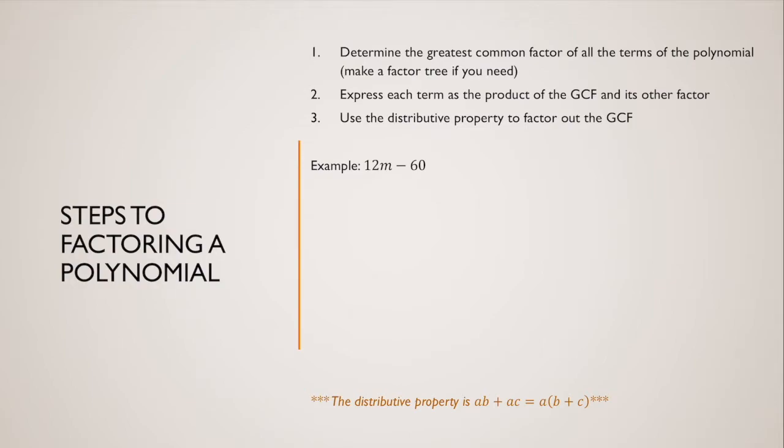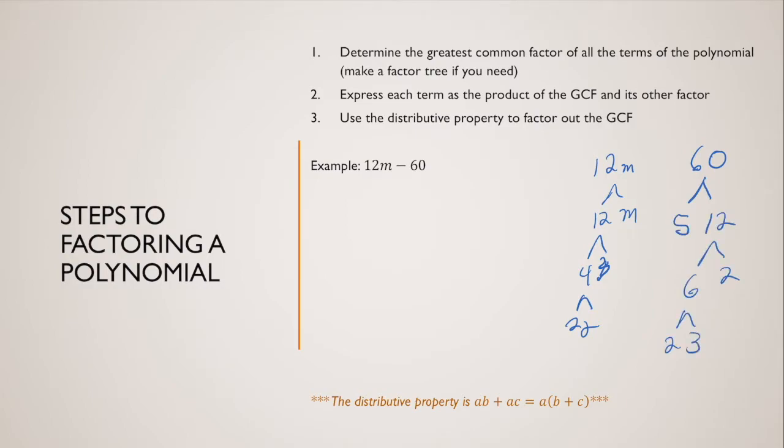So let's look at 12m minus 60. I'm going to make a factor tree for this one, but I'm not going to for all of them. Sixty is 5 times 12. 12 breaks down into 6 and 2, which is 2 and 3. Remember, to find the GCF, I collect the factors they have in common. Both of these have a factor of 2, another factor of 2, and a factor of 3. Big surprise, the greatest common factor is 12.